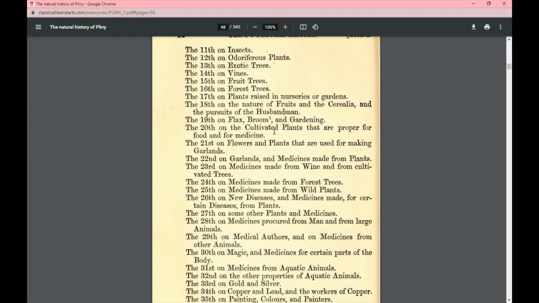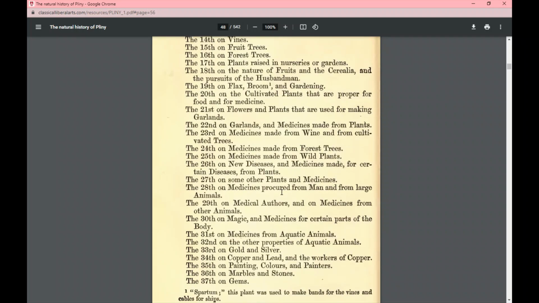But back up to 27, on some other plants and medicines. Book 28 on medicines procured from man and from large animals. Book 29 on medical authors, that is, men in the past who had written on medicine, and on medicines from other animals. Book 30 on magic and medicines for certain parts of the body. Book 31 on medicines from aquatic animals. Book 32 on the other properties of aquatic animals, animals that live in the water.